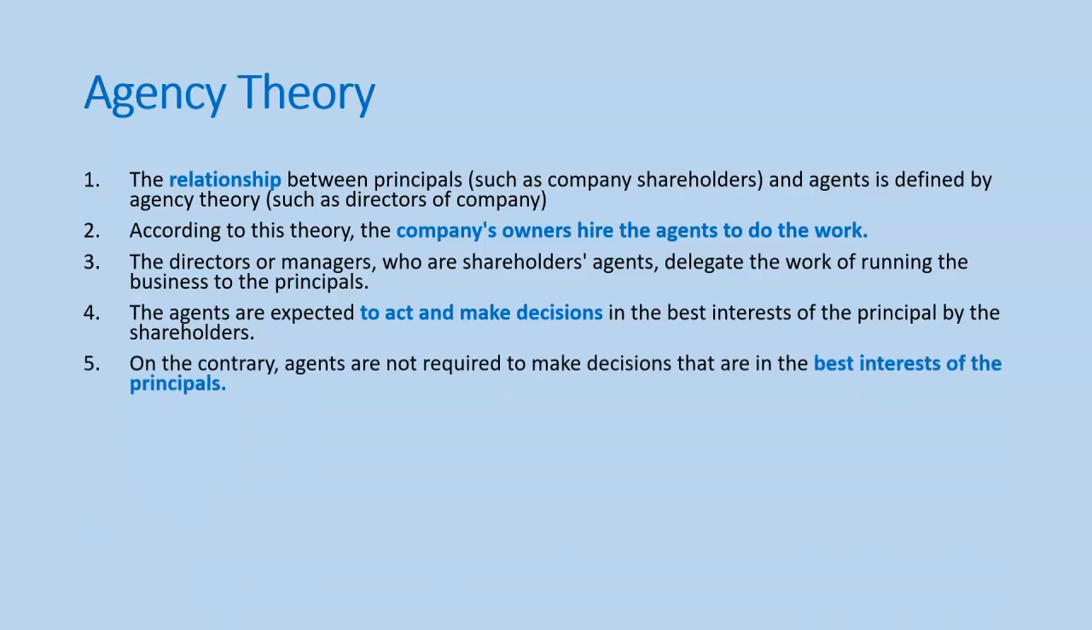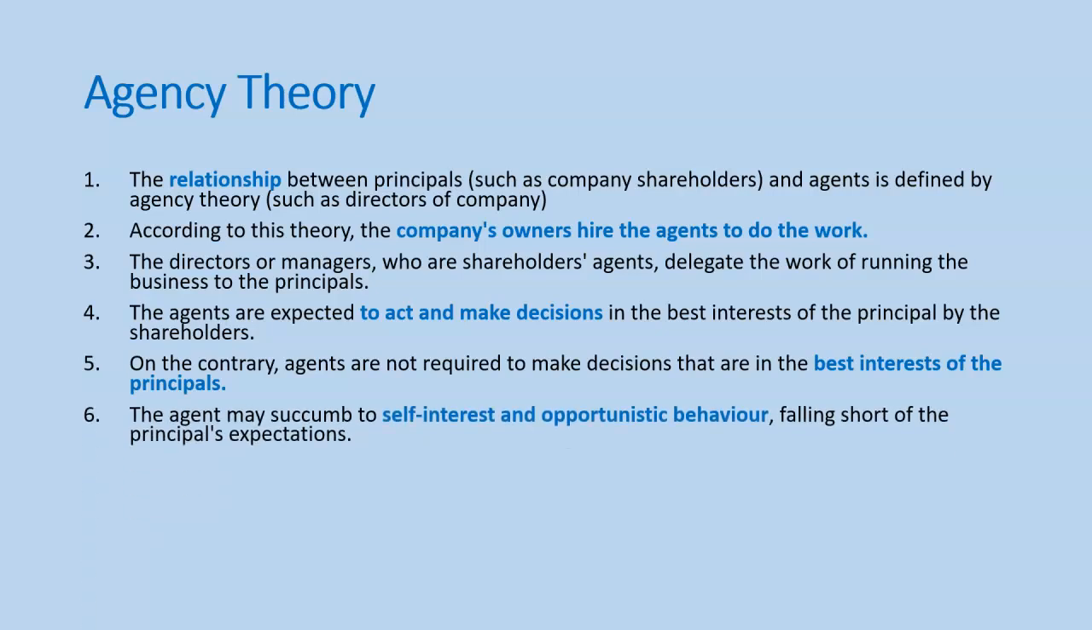On the contrary, agents are not required to make decisions that are in the best interest of the principal. This is the contrary point. The agent may succumb to self-interest and opportunistic behavior. Two main points: self-interest and opportunistic behavior. Whenever they get some opportunity, they will move forward, falling short of the principal's expectations, and it will lead towards reduction and loss of interest in the agent's main agenda. The separation of ownership and control is a key feature of agency theory. Separation of ownership and control. These two points are important.